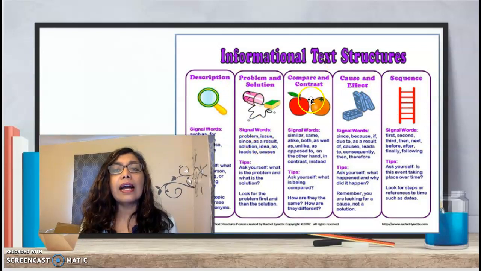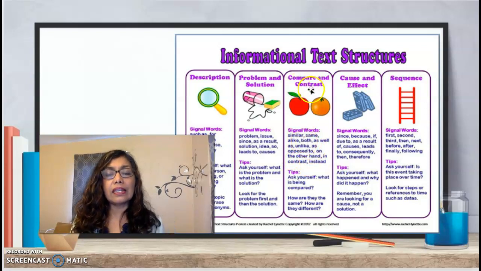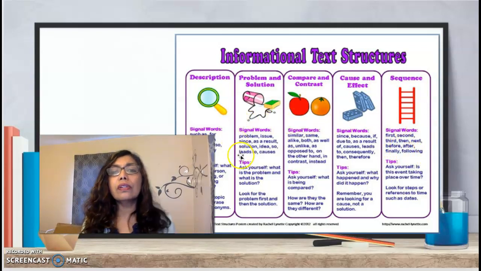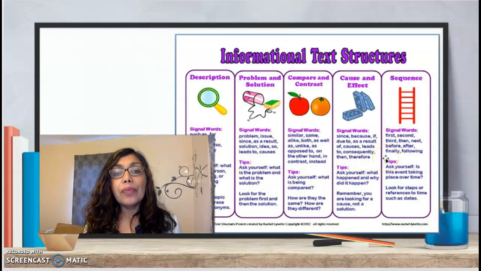Compare and contrast signal words could be similar, same, alike, both. When they see these words, that's a clue that this text is a compare and contrast text. Cause and effect, some words would be since, because, if, due to, as a result of. And sequential text, you have your first, this happens, second, third, then, next. So teaching your students these clue words can help them comprehend the text better. This is for expository informational text.